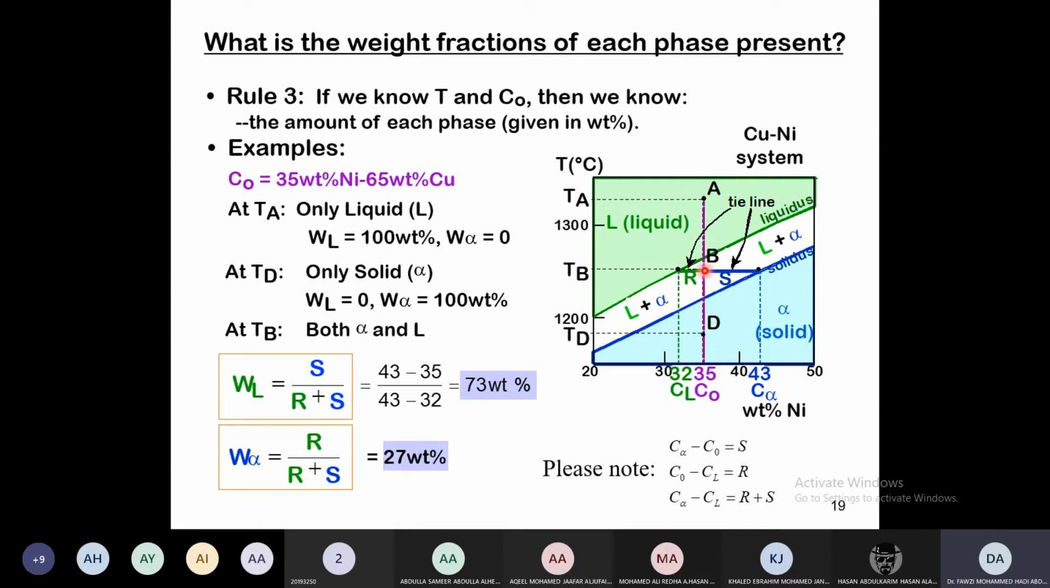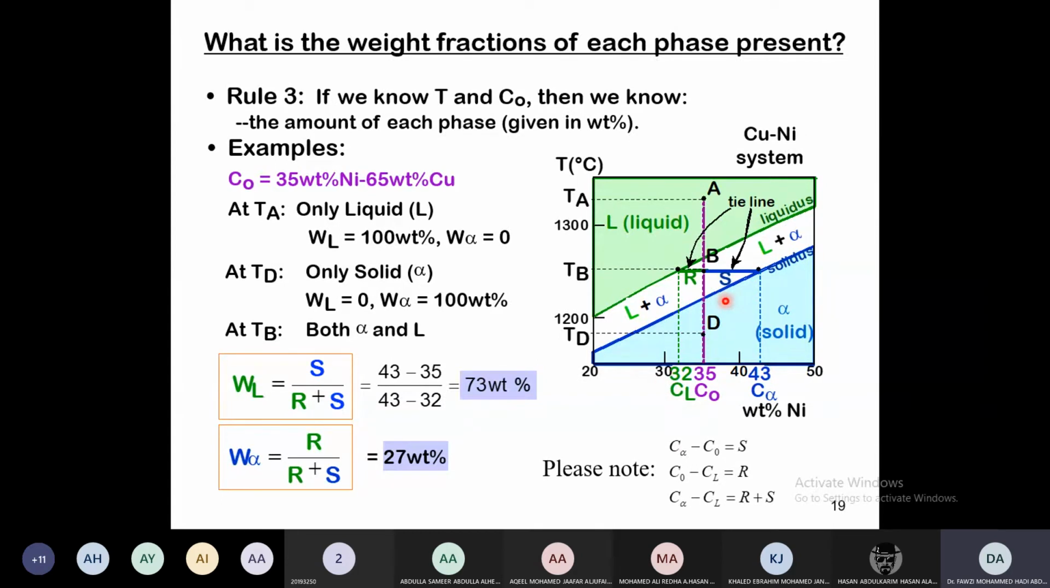How many phases do we have at my cursor? We have 2 phases. What are those phases? It's liquid plus the alpha solid solution. What is the composition of those phases? You have to draw a tie line. You intersect with the liquidus line and get the composition of the liquid. You intersect with the solidus line, you get the composition of the solid. So C alpha is 43% and the C liquid is 32% by weight nickel.